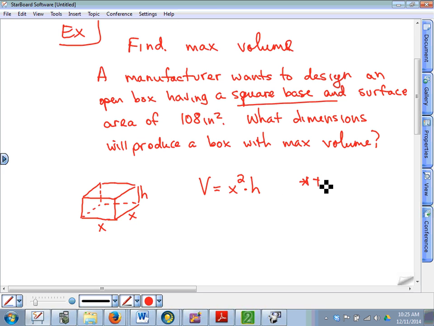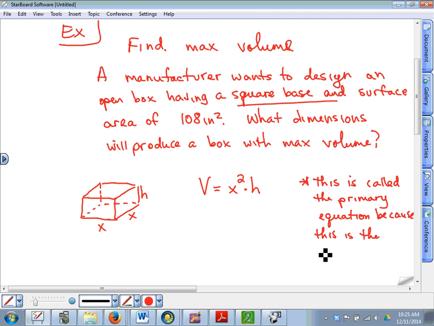So you need to make a note right here. This is called the primary equation because this is the quantity to be optimized. Didn't they want us to optimize the volume? Didn't they say we want to find a max volume? And isn't this the formula for the volume? So this describes the quantity to be optimized.